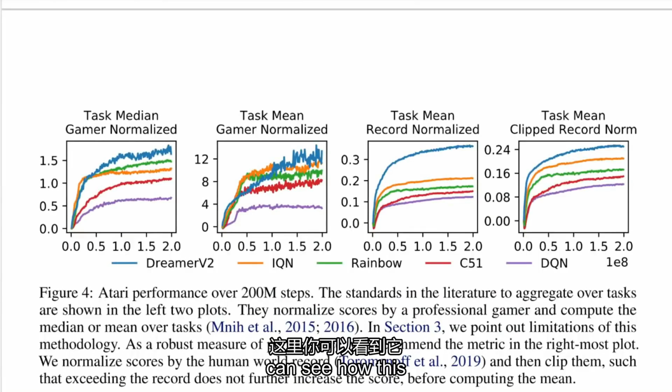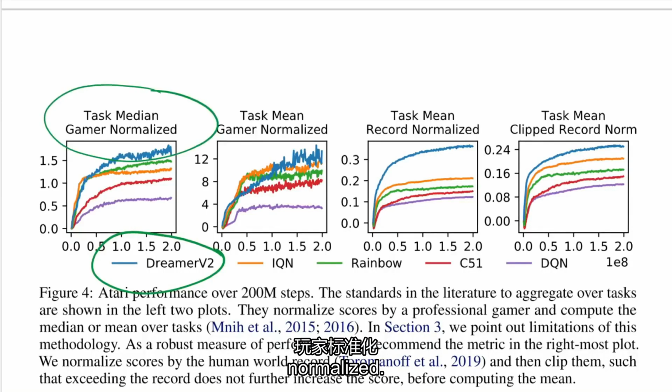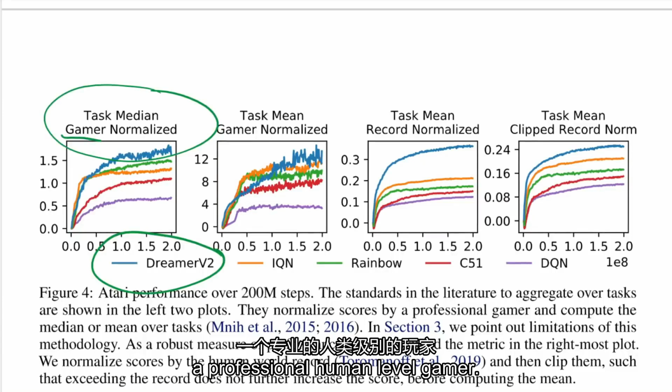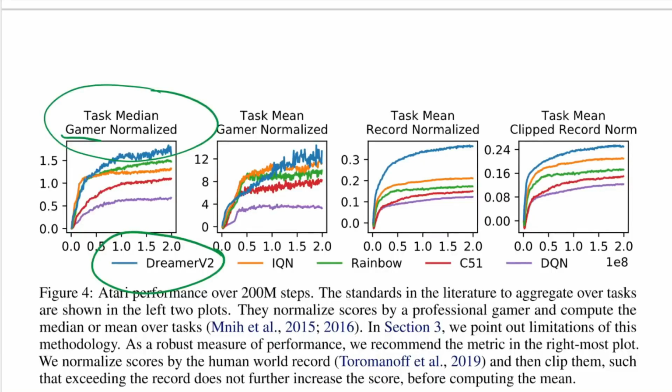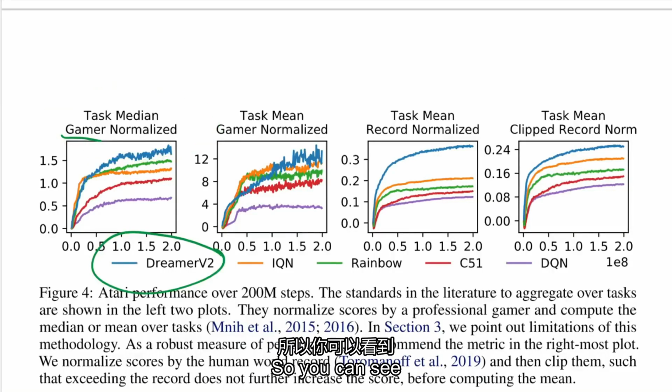So here you can see how this compares to other algorithms. Specifically blue here is Dreamer v2, and they do suggest a bunch of different things. So they have task median gamer normalized. Gamer is a professional human level gamer, and gamer normalized means you simply divide by what that professional gamer can do. So you can see that it can even exceed this gamer. Here it is over 1.5 times over 55 different Atari games.